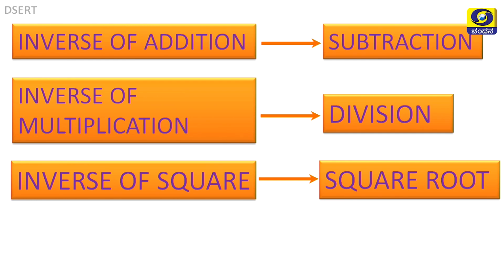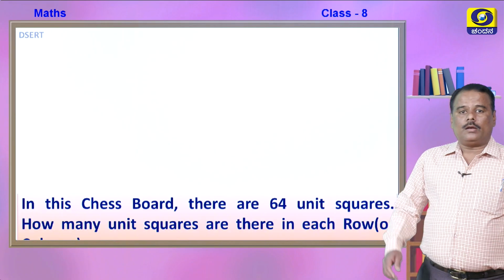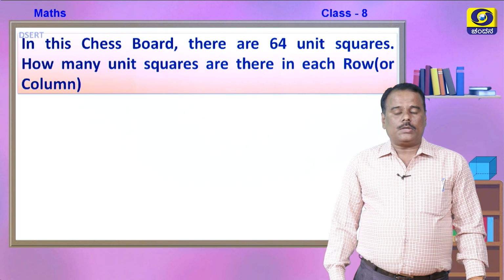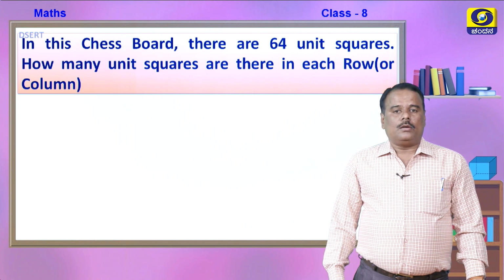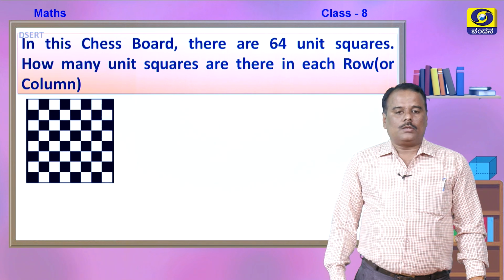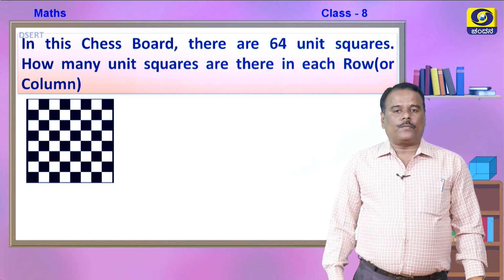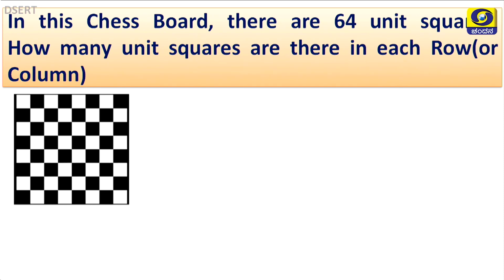What does it mean? Let us have an example. Already we have done this activity while describing the perfect square number. Yes, this you have already used to count the number of unit squares in the chessboard. Now, the question is reverse. Here we know the number of unit squares in this chessboard, and the question is how many unit squares are there in each row or each column.